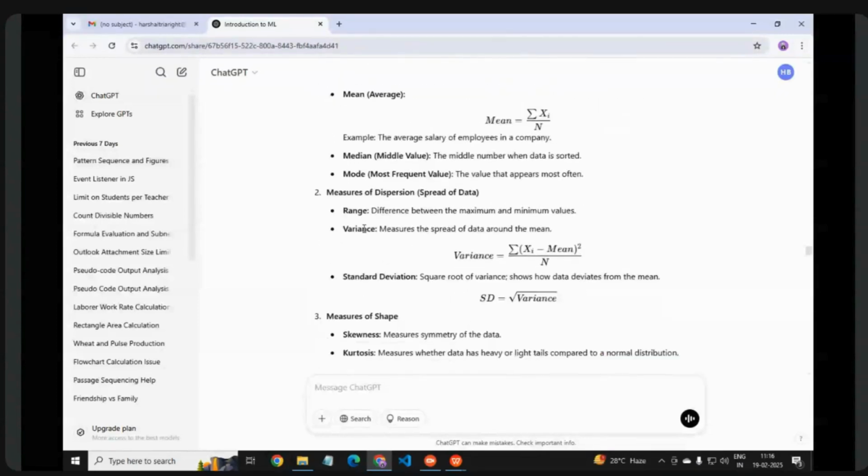Next we have to see the measures of dispersion. In that, the range, variance, and standard deviation are there. So what is range? The difference between the maximum and minimum values. Sometimes we say I got marks nearby 50 to 60. So this is called range, the difference between the maximum and minimum number.